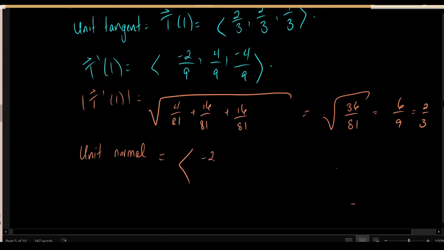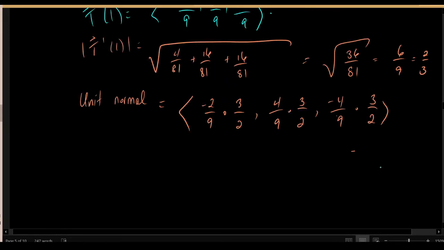So we get negative 2 over 9 divided by 2 over 3. So I'll multiply this by the reciprocal, and I'll multiply this by the reciprocal, and I'll multiply the last component by the reciprocal. And so our unit normal vector is equal to negative 1 over 3, 2 over 3, and negative 2 over 3.